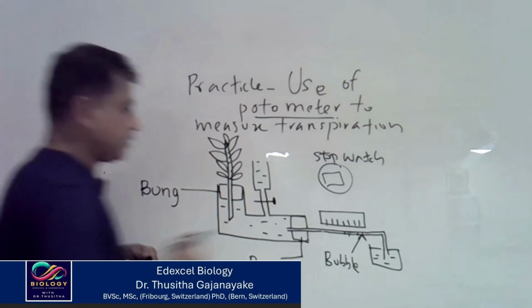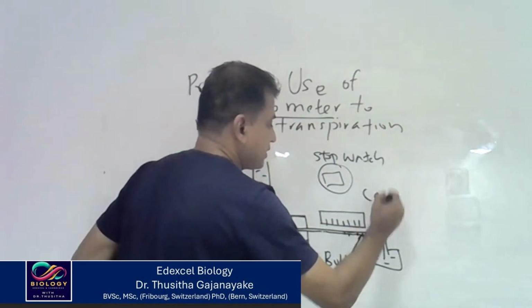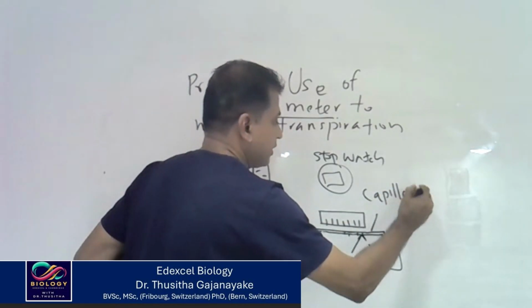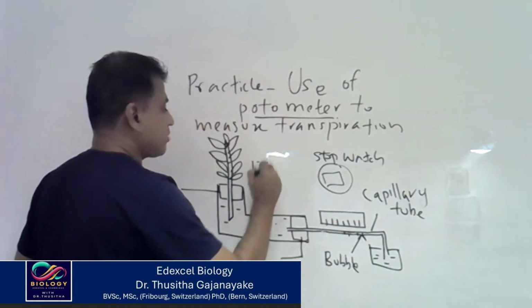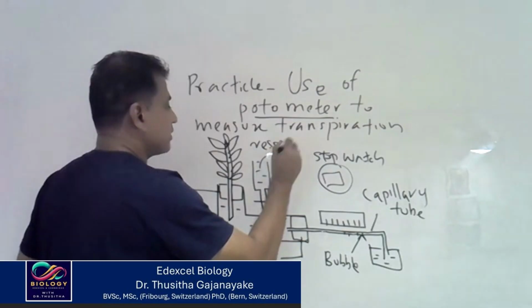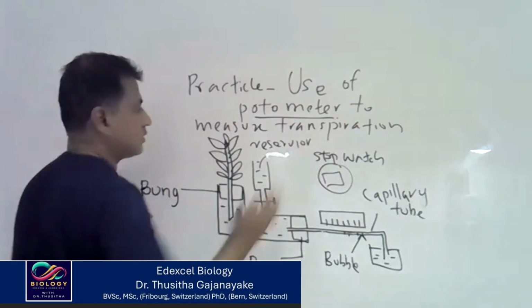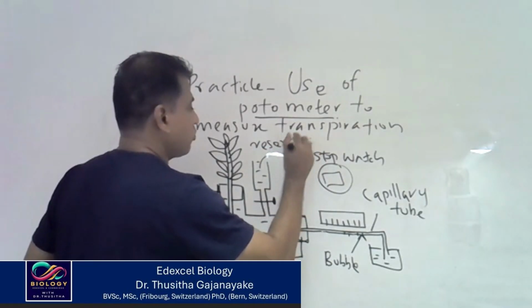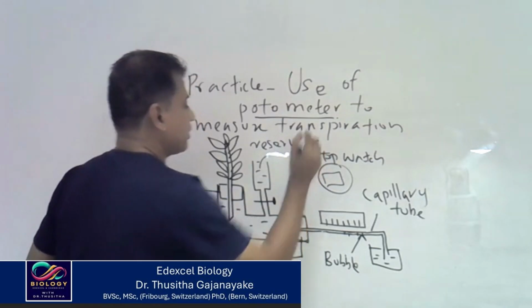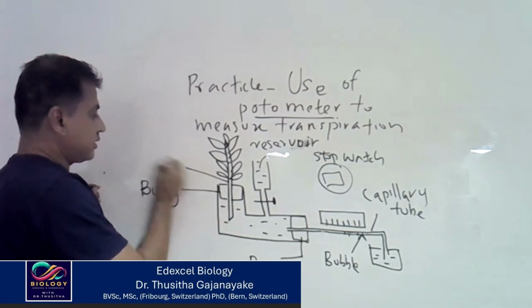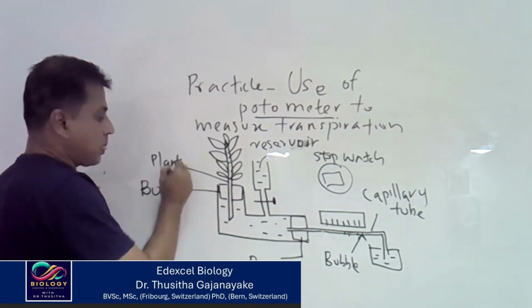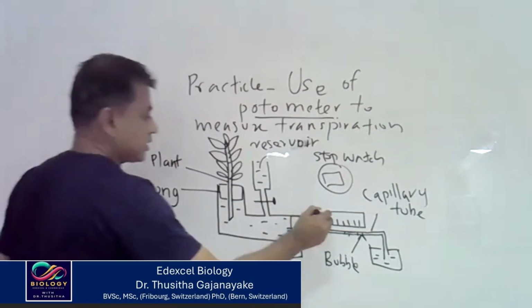So I will label these things. This is called capillary tube. That's called reservoir. The plant. That's a ruler.